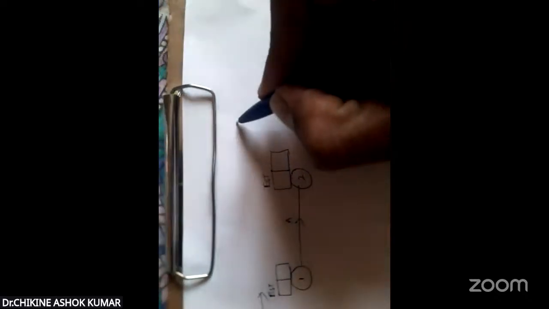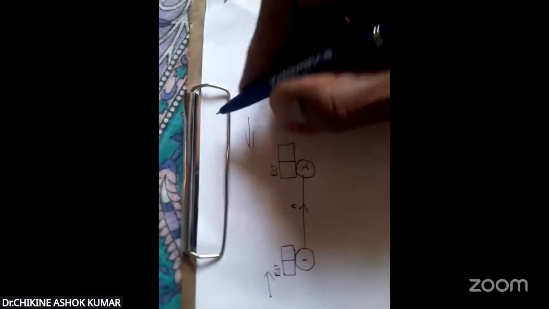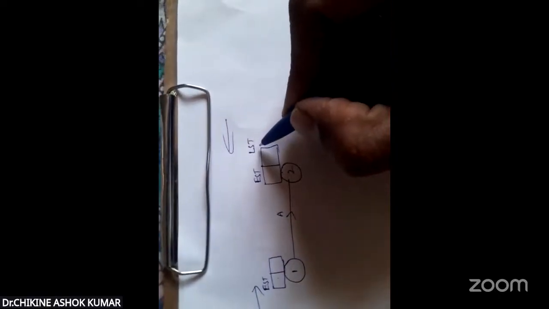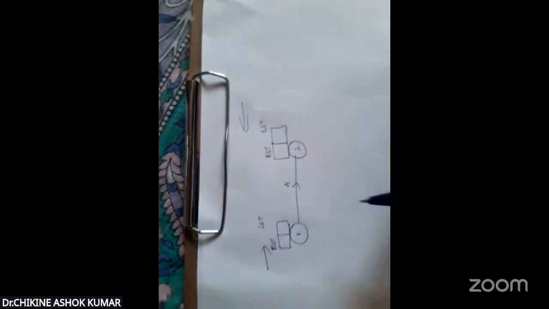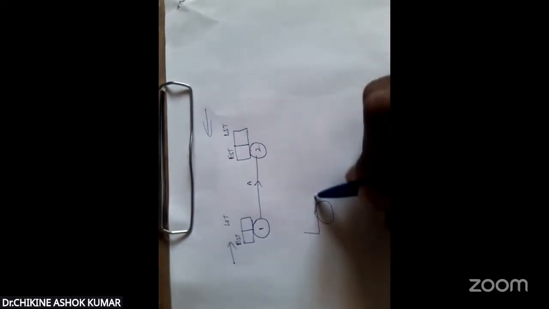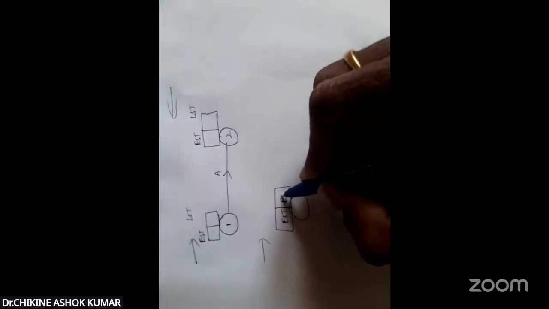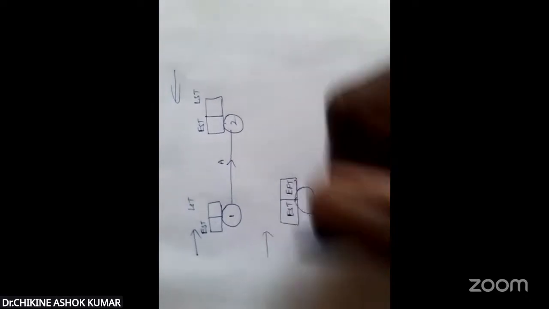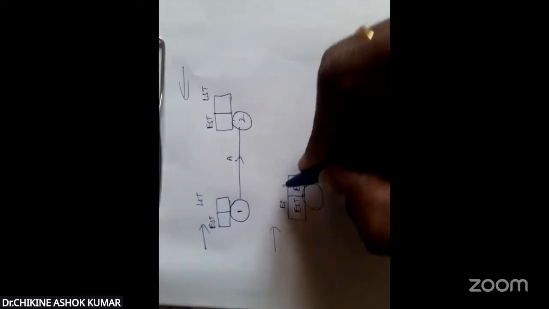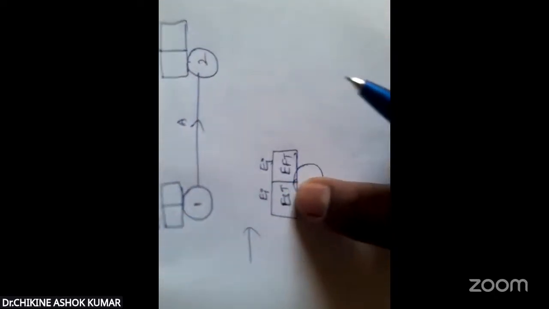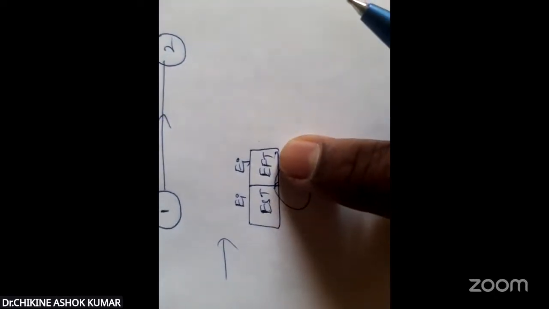If you come in the backward direction, this is the LST, latest starting time. For each individual event in the forward direction, this is EST, earliest starting time, and this is EFT, earliest finishing time. Some textbooks simply give these as E_i and E_j. E_i indicates earliest starting time, E_j indicates earliest finishing time. These are the notations in the forward direction only.